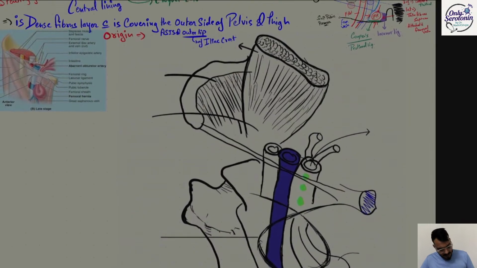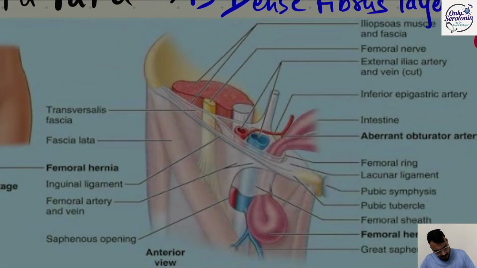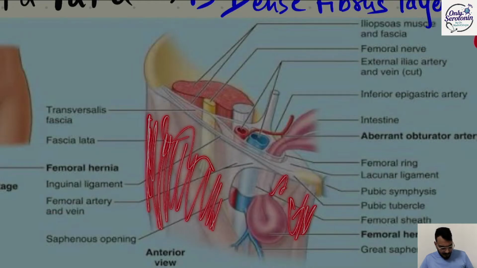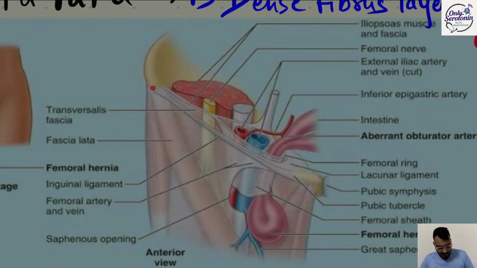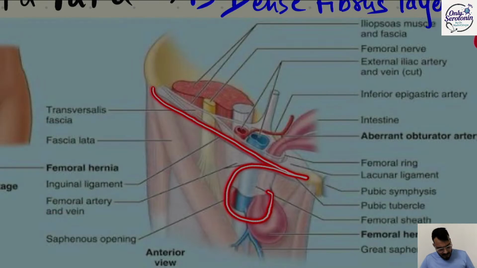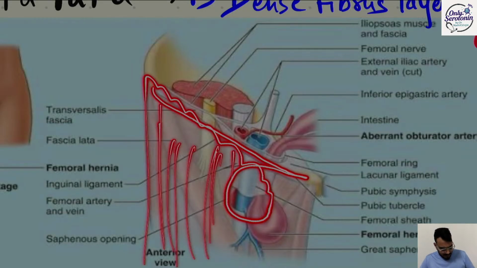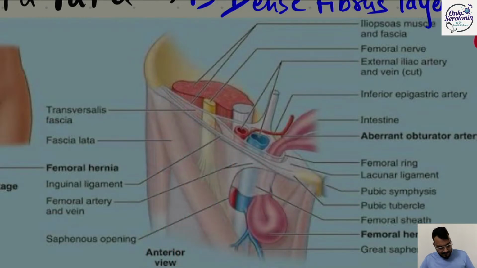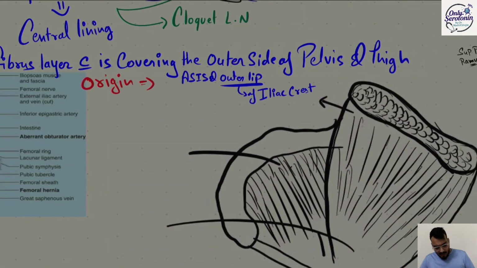Guys, let's discuss this diagram then. Before that, let's do this. Here, can you see this white color shading? This white color shading is nothing but your fascia lata. This fascia lata is coming from ASIS and it is going parallel to the inguinal ligament until the pubic tubercle. Then it is going down, forward, and lateral. And then it is giving the medial boundary, which is again attaching to the outer lip. Again, it will get spread like this. I hope you are understanding what I am trying to say here. This is your fascia lata. Origin is ASIS and outer lip.